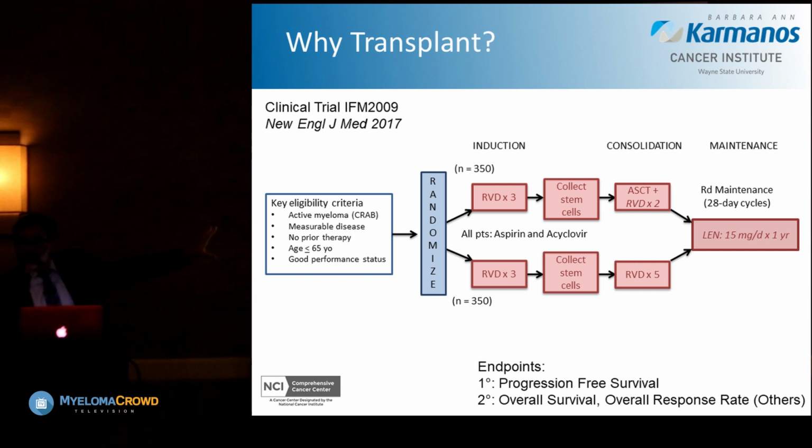Rev-Vel-Dex for 3 cycles for everybody, and then stem cell collection for everybody. And then half the patients go on to transplant and get a couple more cycles of RVD after that, and then maintenance. And the other patients freeze their cells, don't get the transplant right away, and go on to just get more RVD. Everybody comes out the other end and starts maintenance therapy, 15 milligrams of lenalidomide a day for a year. Now in the American study, it's indefinite therapy until the patient progresses.